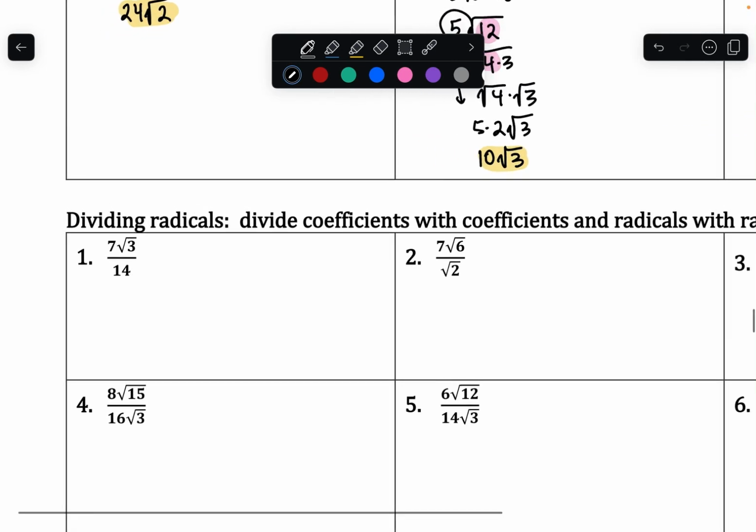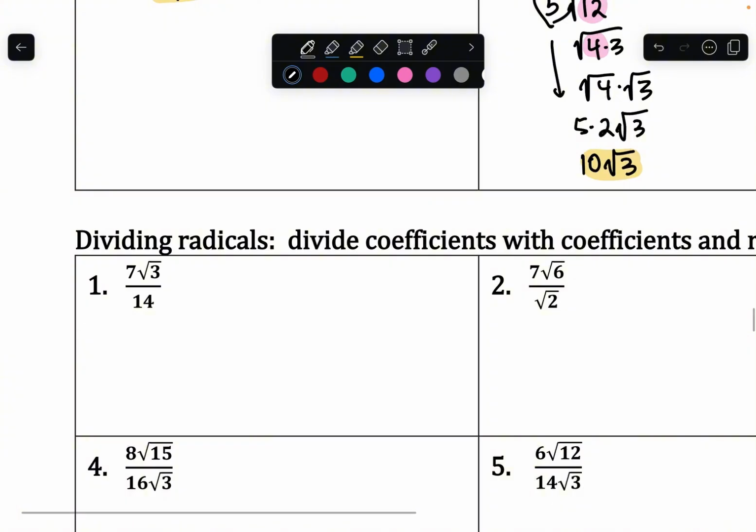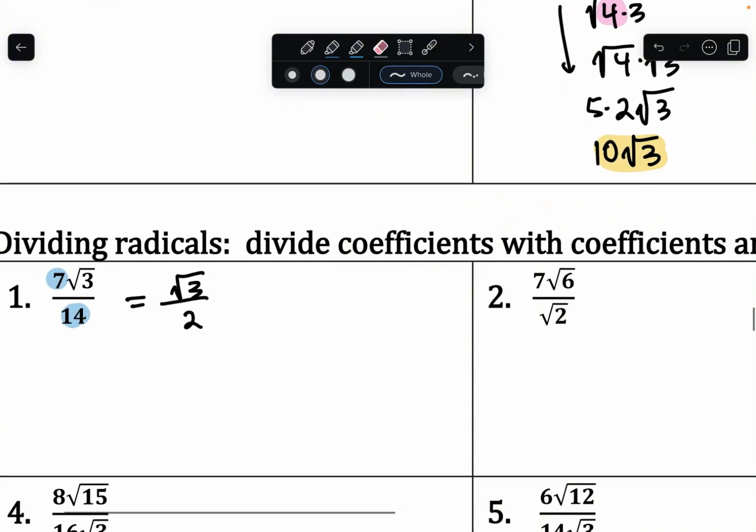Okay, and so looking at number 1, we have a 7 and a 14 outside the radical, so we would just simplify that as we usually would. 7 over 14 is 1 over 2. And so 1 square root of 3 over 2, and usually we don't write the 1. We would just write square root of 3 over 2.